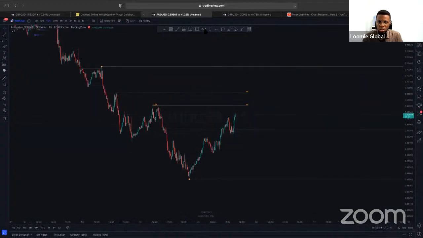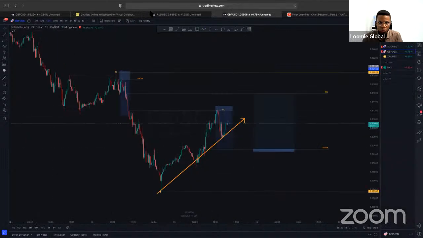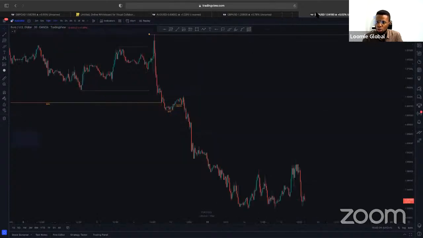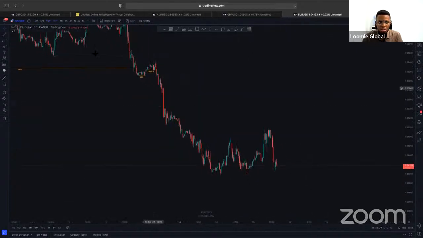Let us check AUD USD. You can see that we have a clear upward movement. This is on the, okay, this was 15 minutes. AUD USD is also 15 minutes. They are moving in the same direction. Euro USD on the 15 minutes, let me see.